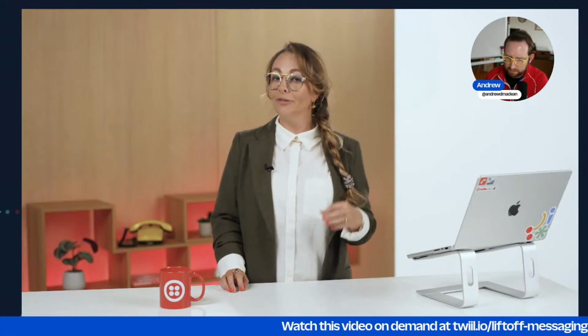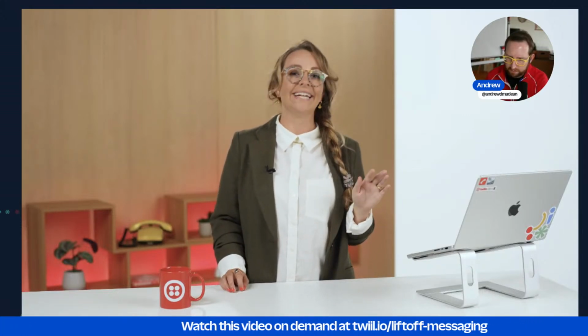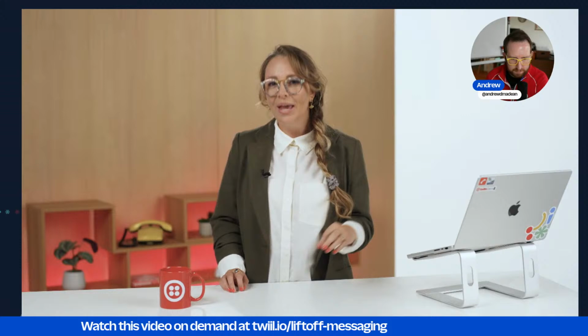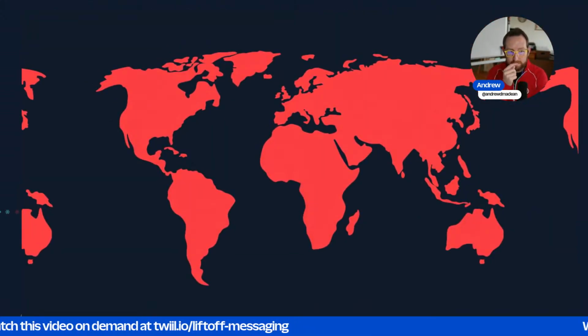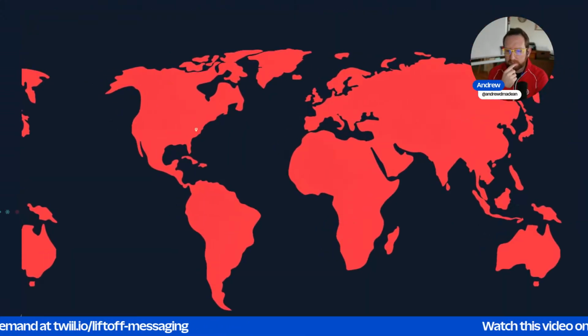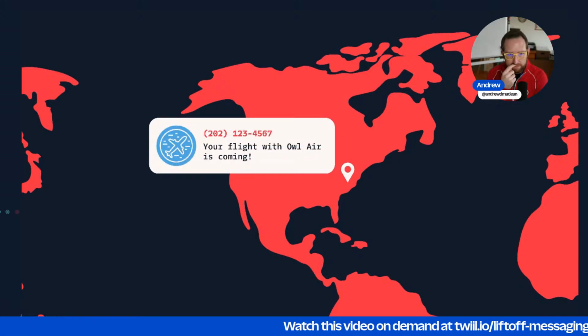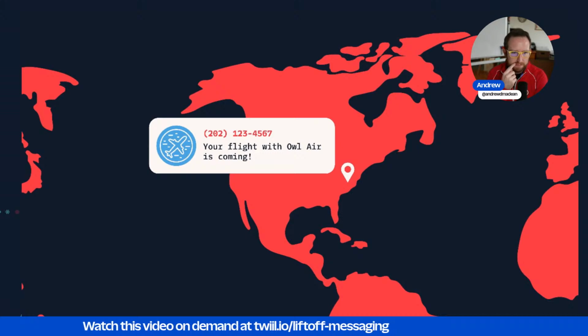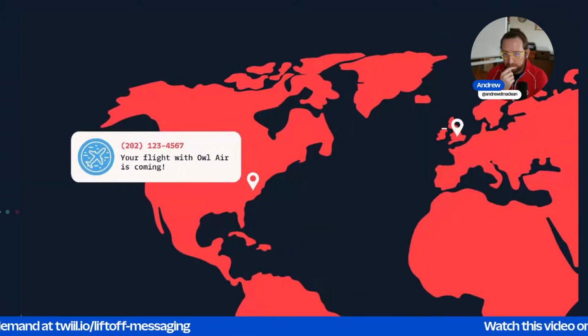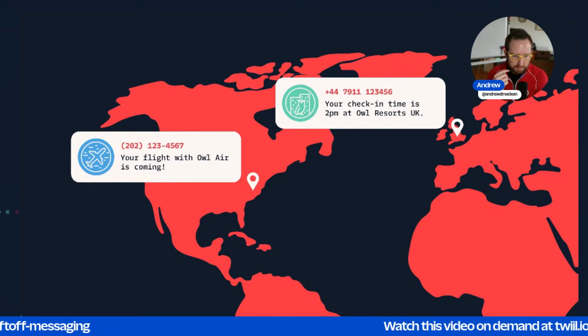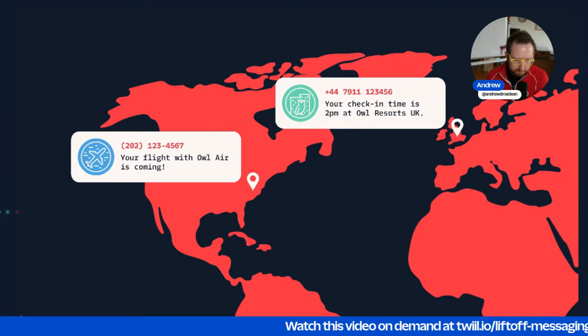A2P 10DLC numbers are specially designed for businesses, allowing them to use familiar format when they're messaging their customers. Why do businesses prefer local numbers? First, they provide, get this, local touch. If my number starts with 202, people recognize that as local to the DC area. A travel agency in DC can use a local number with the same area code to make messages feel more familiar and trustworthy. Similarly, a number with a +44 would be recognized as a UK number, ideal for a hotel in London reaching out to its guests.